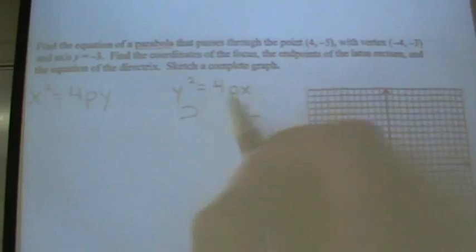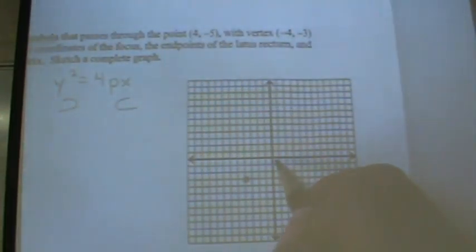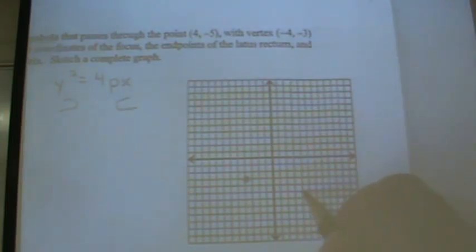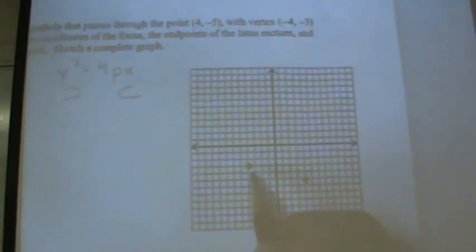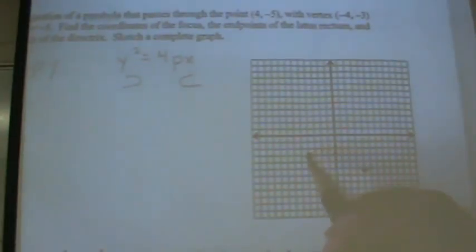Well, let's see what we have. We have a vertex of negative 4, negative 3. So we're going to go 1, 2, 3, 4, 1, 2, 3. That's our vertex. And it tells us that it's passing through 4, negative 5. So 1, 2, 3, 4, 1, 2, 3, 4, 5. Well, if this is our vertex and it's passing through this point, what does it look like? Looks like that one. It's on its side.